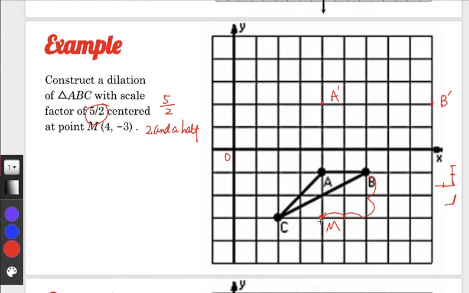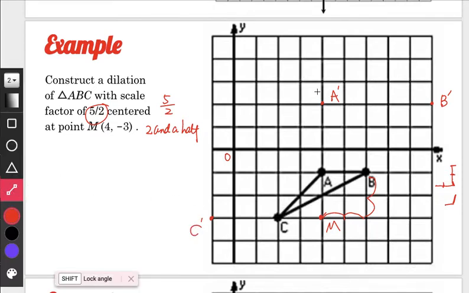For C, we're going back to the left side 2. So it's 1, 2. That's the first move, and then 1, 2, second move, and then one more. So that's our 2.5 move. So it's going to be C prime, and then we just need to connect them. So it's from A prime, B prime, and then C prime. Finally, we use this.